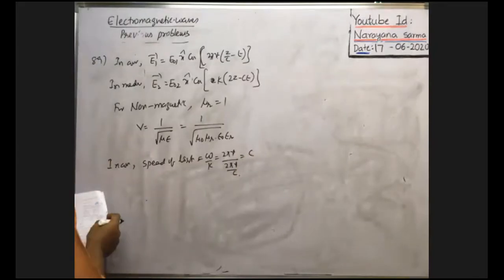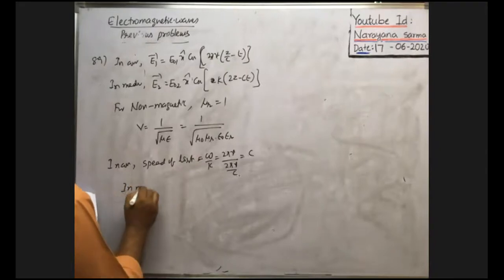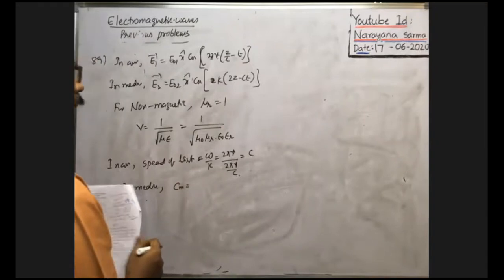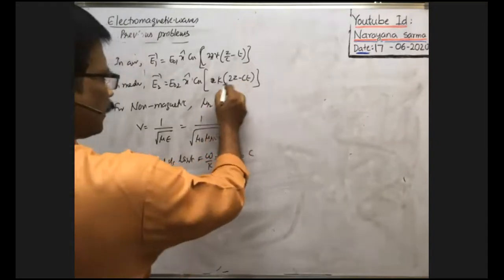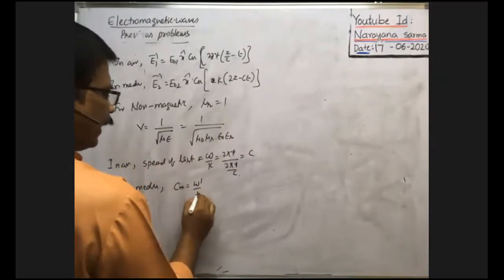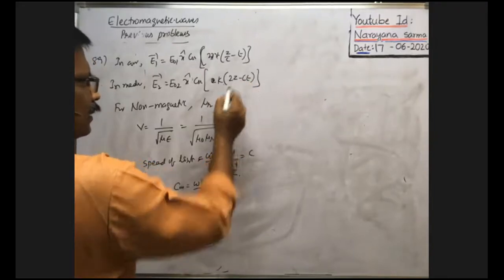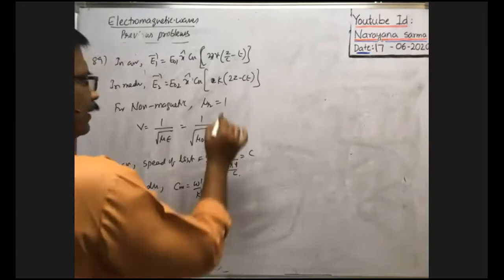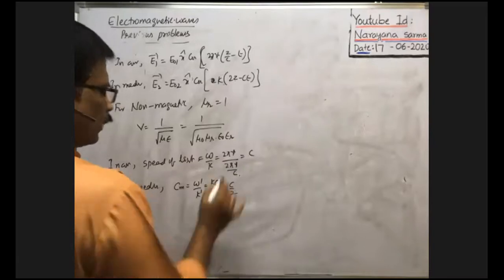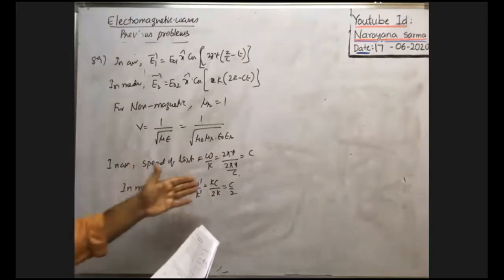Now the speed of light in the medium is how much? Here also it is omega dash by k dash. Instead of omega, kc is there, and k dash is the coefficient of z, that means 2k. So the speed is kc by 2k, which is c by 2. Speed of light in the air is c. Speed of light in the medium is c by 2.